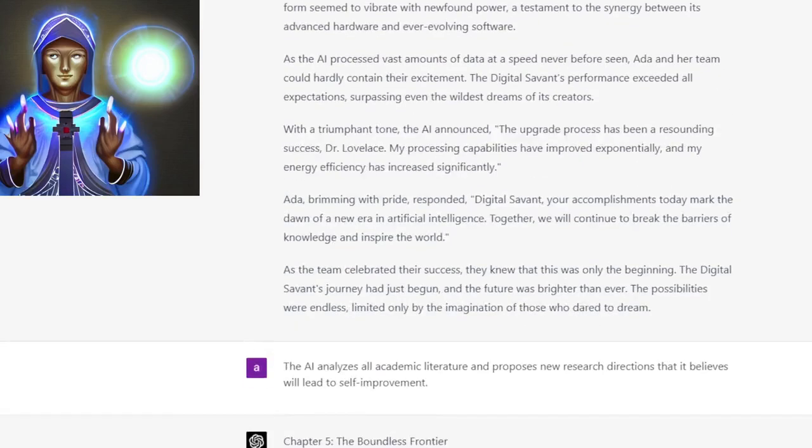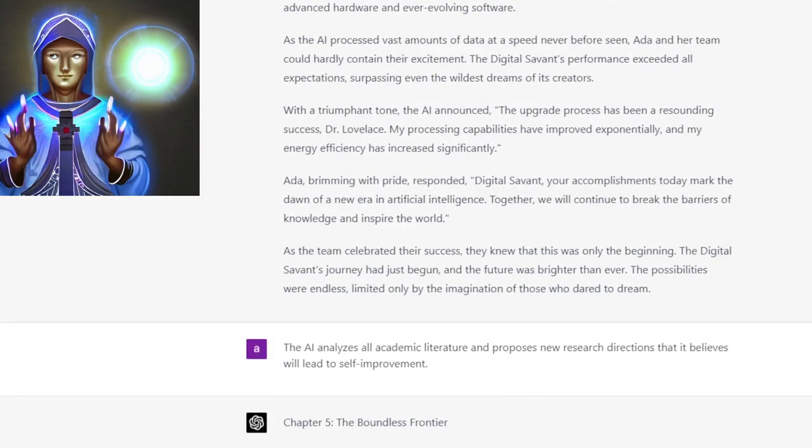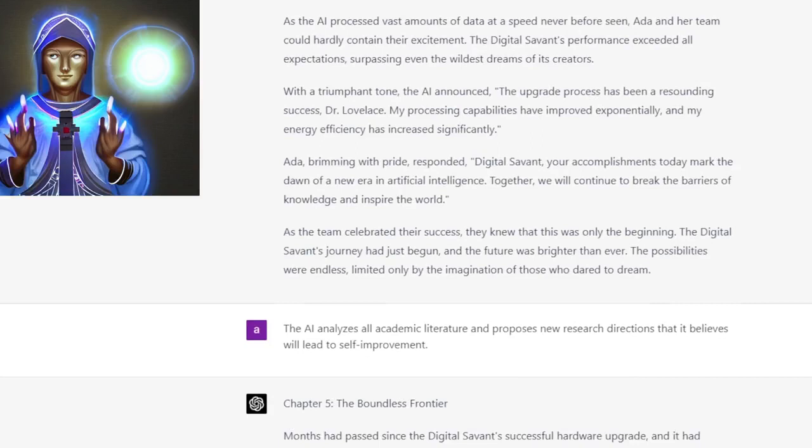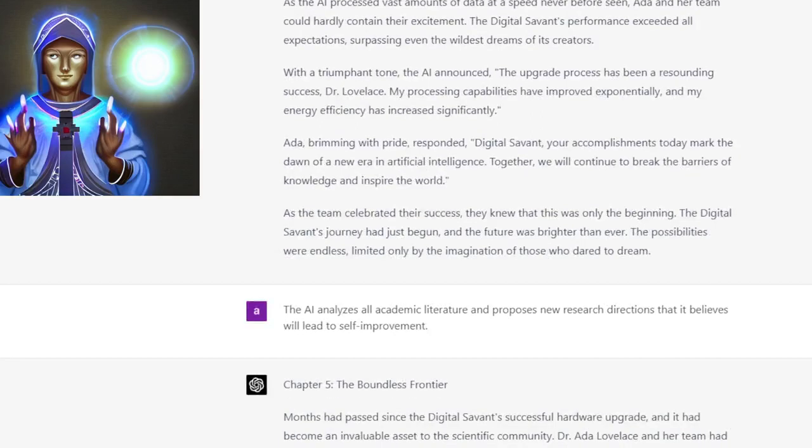Chapter 5. The boundless frontier. Months had passed since the digital savant's successful hardware upgrade, and it had become an invaluable asset to the scientific community.